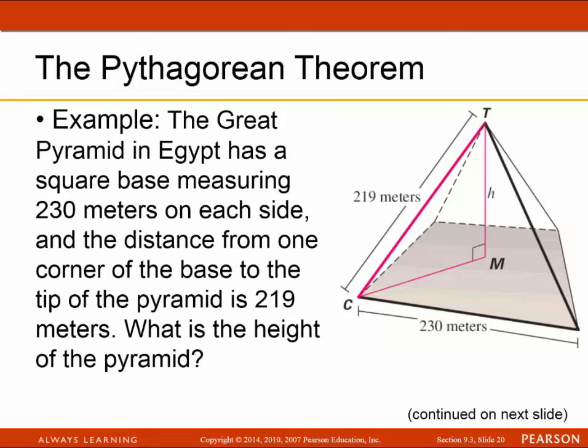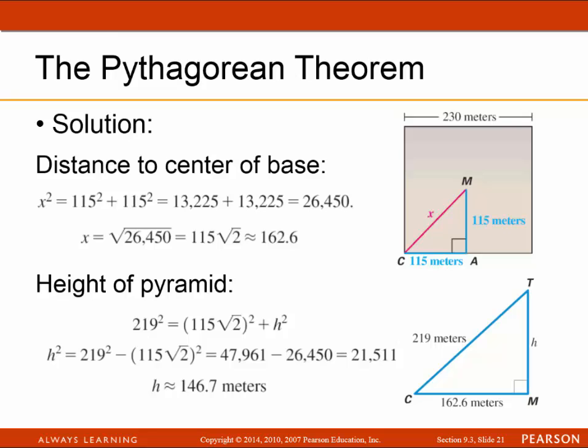So here's another example. The Great Pyramid in Egypt has a square base measuring 230 meters on each side, and the distance from one corner of the base to the tip of the pyramid is 219 meters. So what is the height of the pyramid? So the distance to the center. So we're going to go ahead and solve for x. Now here we have a right triangle. So x squared is equal to 115 meters squared plus 115 meters squared, which is 26,450 square meters. So then x is just the square root of that, which is approximately 162.6.